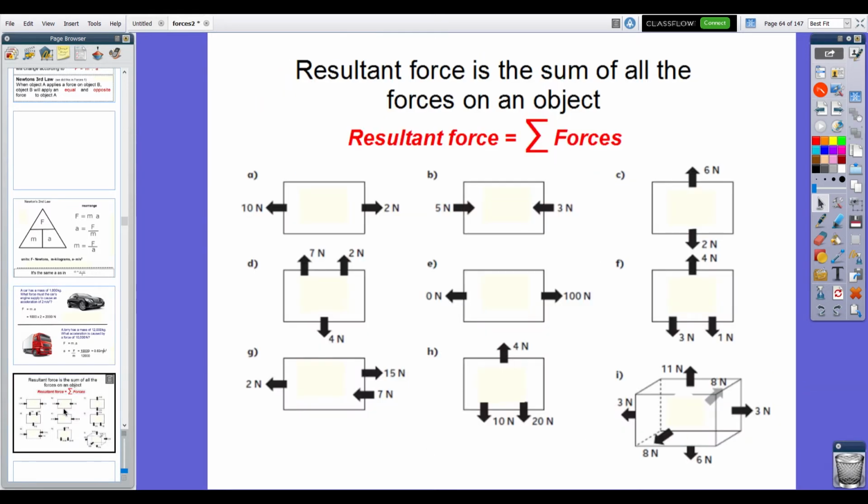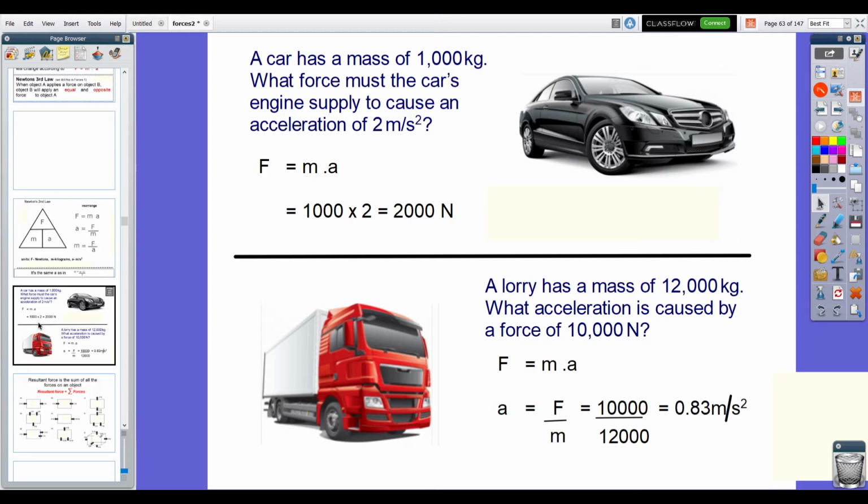Now you have already seen this slide, so I'm only going to go through this very quickly. We are looking at resultant force. Just bear in mind, not all questions are going to be as simple as this. The tricky bit sometimes is trying to calculate the resultant force, before the final bit of doing F equals ma.